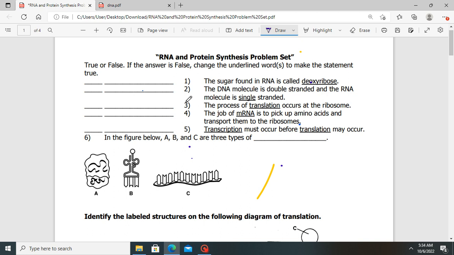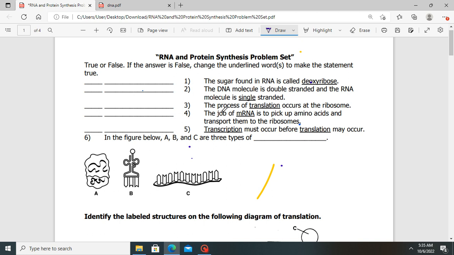Question 2. The DNA molecule is double-stranded and the RNA is single-stranded. Is this true or false? Well, the answer is true, because DNA is a double-stranded helical structure, whereas RNA is single-stranded. So question 2 is true.